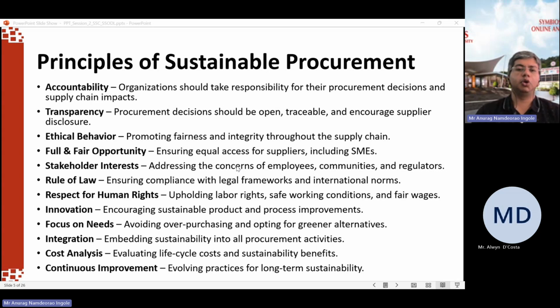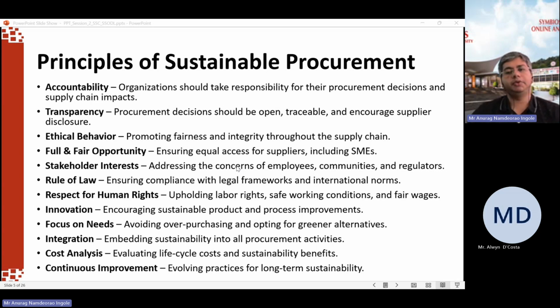Then ethical behavior, promoting fairness and integrity throughout the supply chain. That is the responsibility of the procurement function, because the complete supply chain, as we already discussed, is driven by the procurement function of you as a manufacturer of goods, right? Full and fair opportunity, ensuring equal access for suppliers, including SMEs. So that means following ethical or fair trade practices, ethical labor law practices. If we are following that, we are following the principle of full and fair opportunity. Then stakeholder interest, addressing the concerns of employees, communities, and regulators.